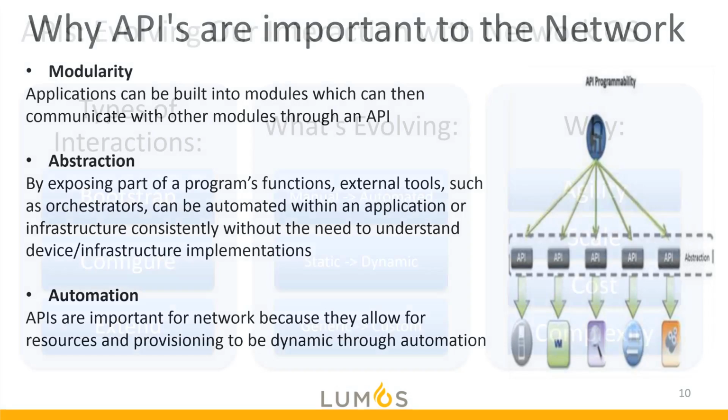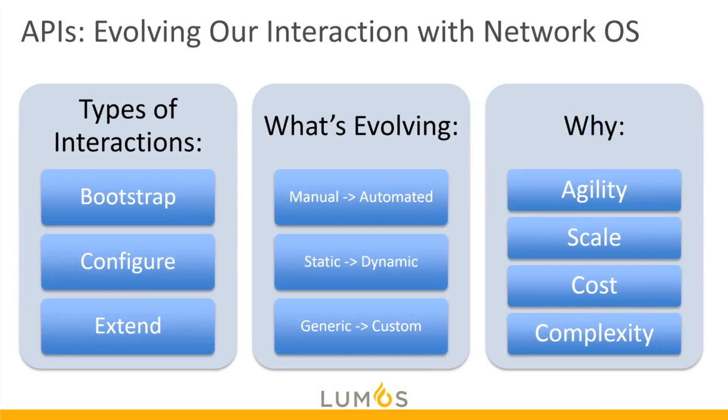So our APIs are evolving, and they're evolving our interaction with the network operating system, and really with the entire cloud operating system, which is a much, much larger whole than just the network, which is a portion of the infrastructure. Some types of interactions that we've had for quite some time are like Bootstrap, okay? How to configure through APIs, and then how to extend this. So what's evolving? We're going from a manual to an automated fashion. We're going from static configuration to dynamic configuration, and from generic extensions to very customized, very usable extensions.